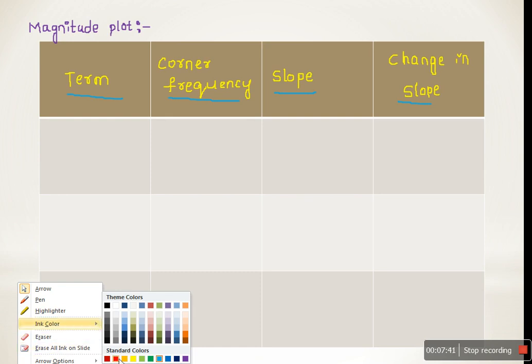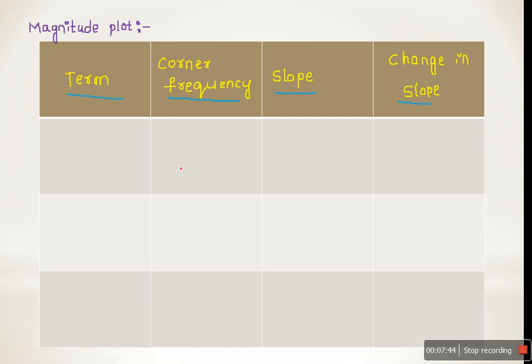So I am writing each and every term individually. For each and every term we have to calculate all this, that is what is the corner frequency and what is the slope and what is the change in slope. So in the given transfer function, the first term is (j omega) square.